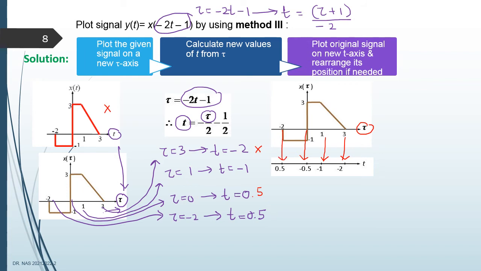So next you need to redraw the signal on the new t-axis. So how does the signal look? Just copy the same shape, the same shape at the same position but on the new t-axis. The amplitude remains the same because this is a time-based operation. Okay, so now the signal becomes x(t).